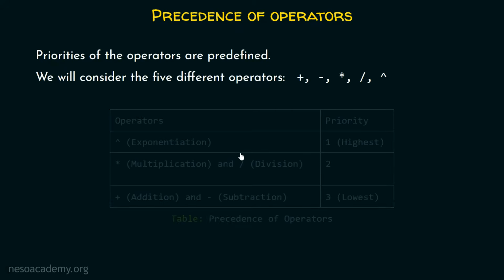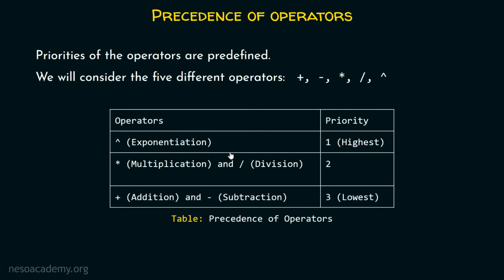Now here is the precedence table, which summarizes the precedence of operators. You can see that exponentiation has the highest priority. Priority 1 is given to exponentiation, priority 2 is given to multiplication and division, and priority 3 is given to addition and subtraction. Lower the number, higher the priority. So this is the lowest number, and it has the highest priority. Exponentiation has the highest priority, then multiplication and division come, and finally addition and subtraction, which has the least priority among all.